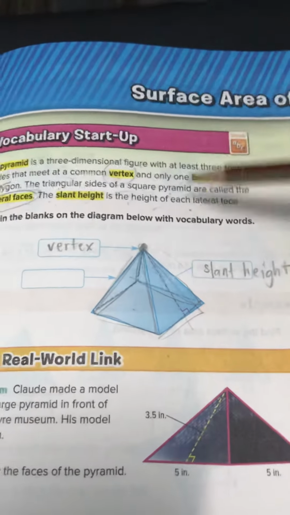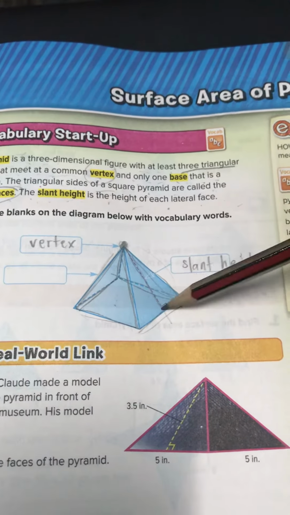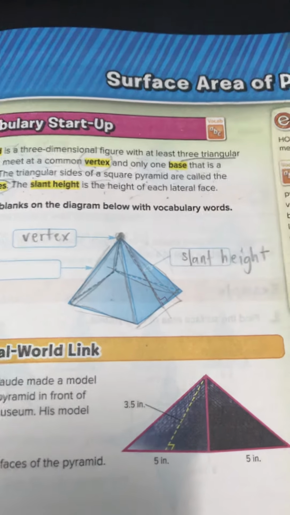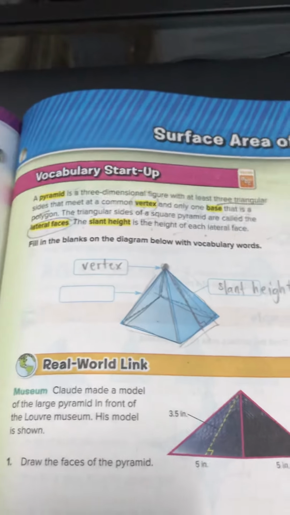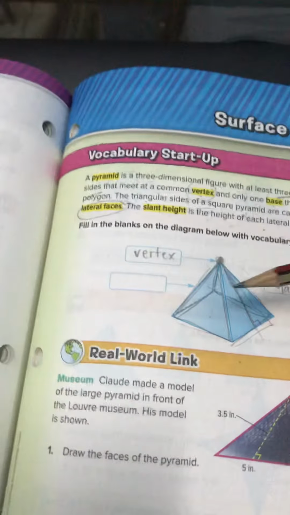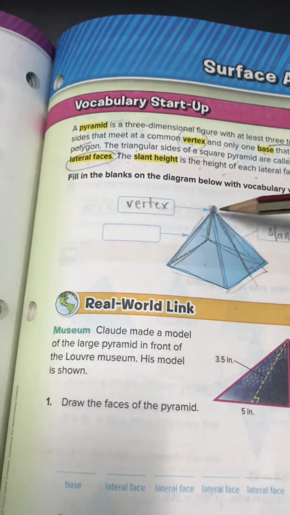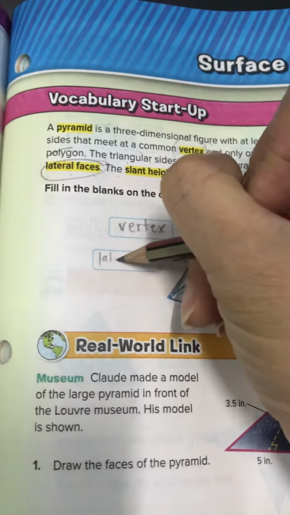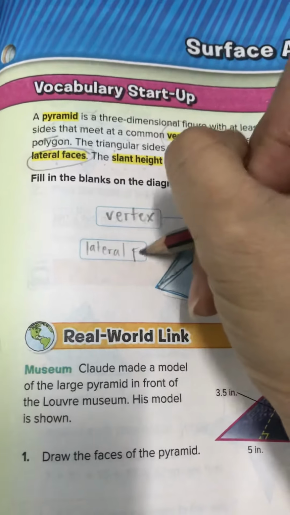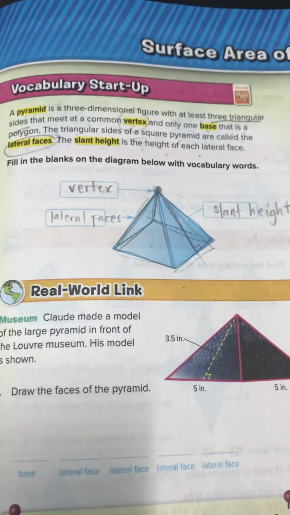Here's a vertex. What is a slant height? A slant height is the height of each lateral face. The red marks you can see here. And in a pyramid, the slant heights of the triangles are the same. So whatever the slant height is here, it is the same here and also on the other faces. On all the faces, it is the same. And we call these sides the lateral faces. Got it?